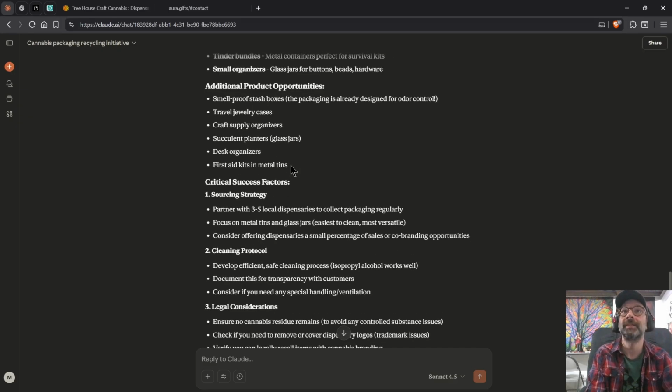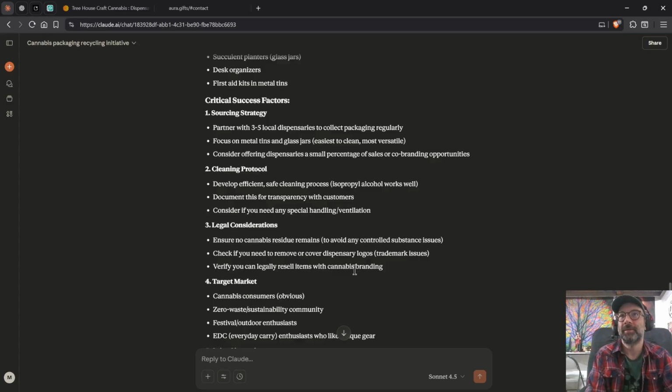First aid kits, I love that. Desk organizers, sure. Planters, yeah, that's a great idea too. Critical success factors, sourcing strategy. Partner with 3 to 5 local dispensaries. Now, I'd have to research and see, are they getting the packages back somehow, because they're typically just selling them and they're sending them out the door.